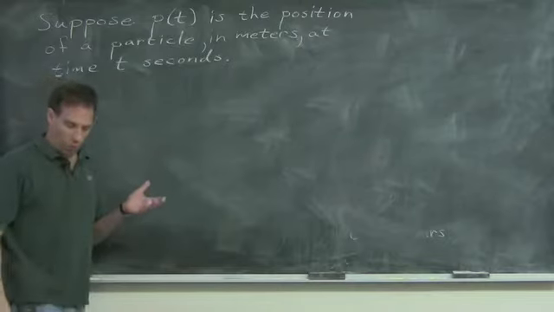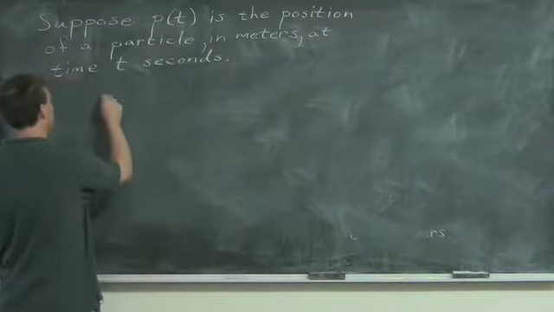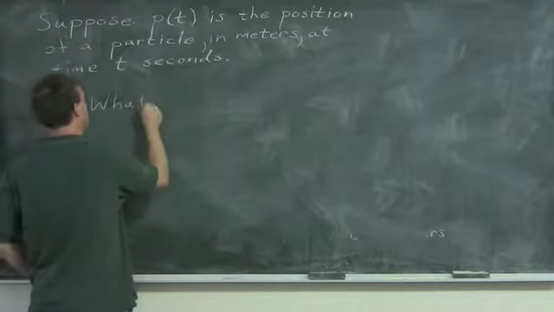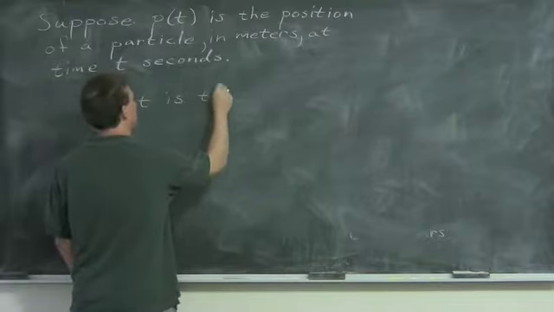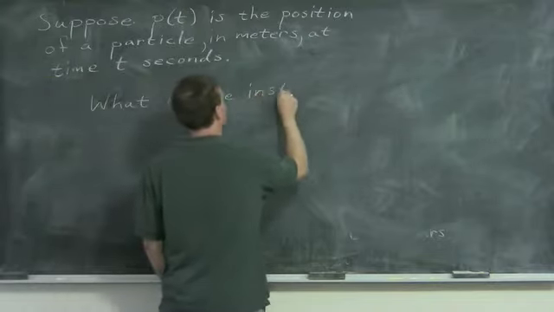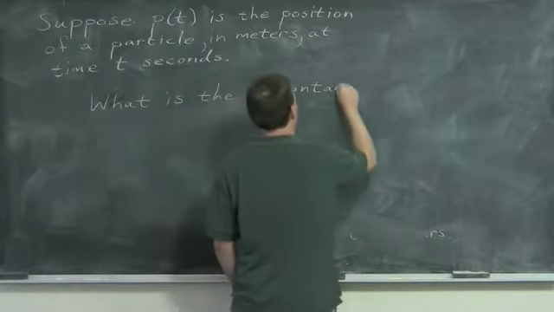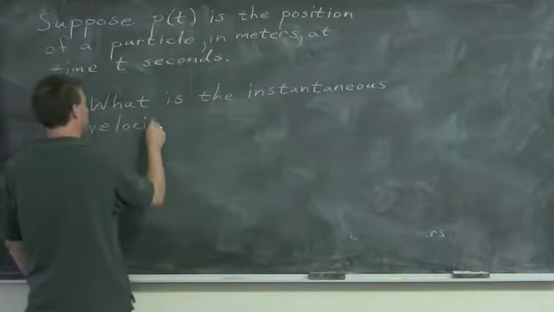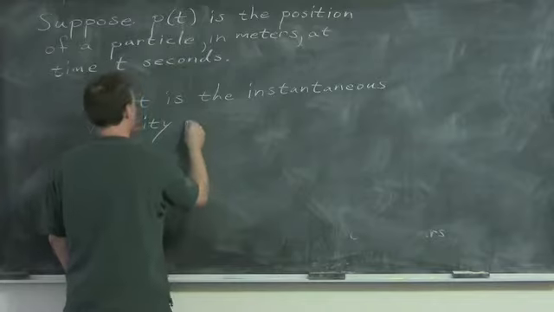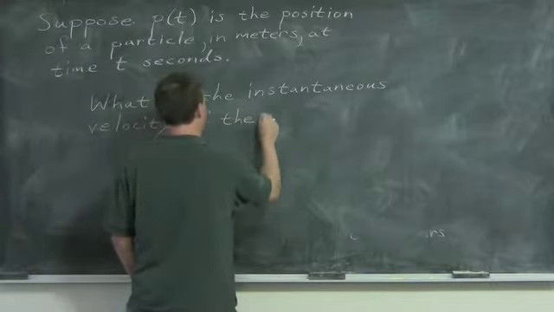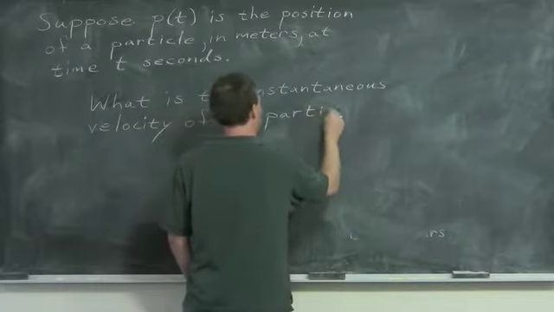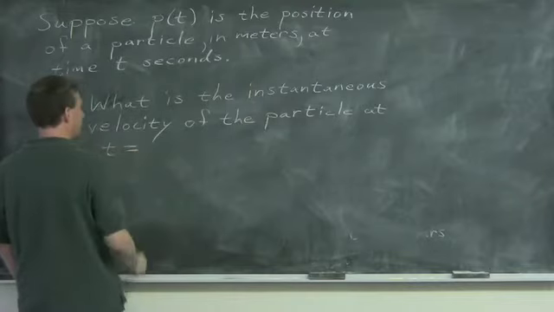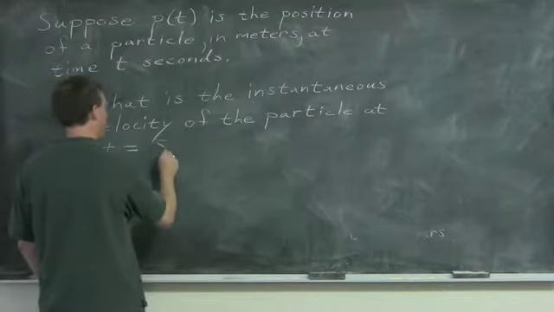Then what I've said is that we would like to look at what should instantaneous velocity be? What is the instantaneous velocity of the particle at t equals 5 seconds?